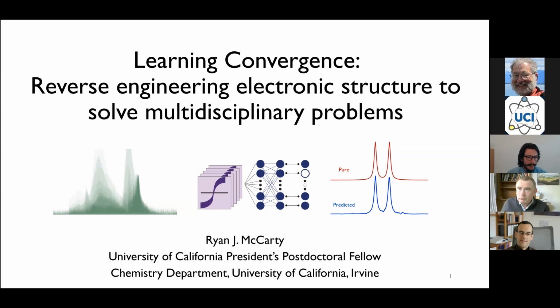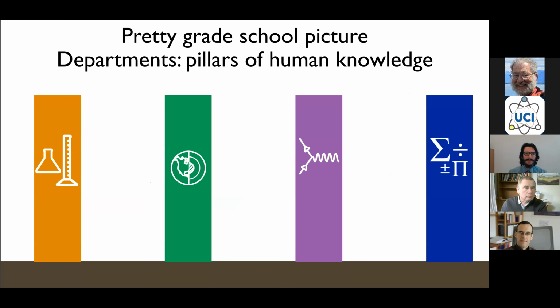It was in chemical engineering, and I hope you'll see some of this chemical engineering or engineering sort of framework in this. And my talk today is going to be about learning convergence, more or less reverse engineering electronic structure, whether that's observed experimentally or calculated with some method, and to use this to solve multidisciplinary problems. And I think I'll start with the sort of first part up there on the learning convergence.